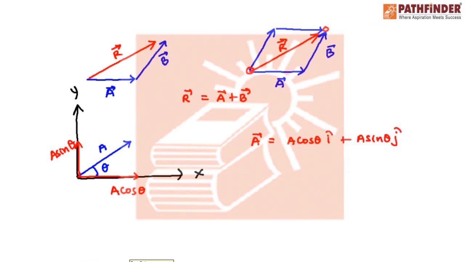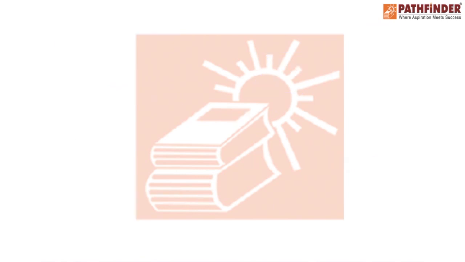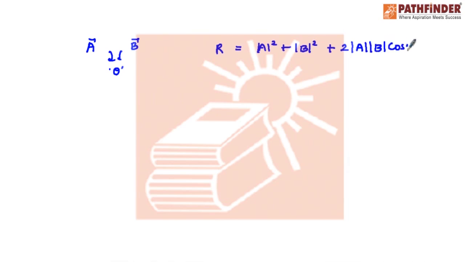So over here we dealt with the graphical method of vector addition. If we go with the algebraic formulation, if there is an A vector and a B vector and the angle between them is theta, we write the equation of the resultant as the square root of magnitude of A square plus magnitude of B square plus twice magnitude of A magnitude of B cos theta. So this is how we write the equation for the resultant vector.